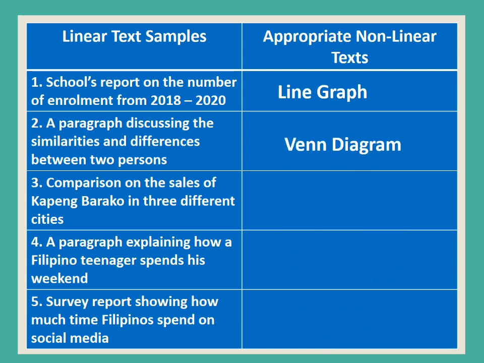How about number 3? Comparison on the sales of kapeng barako in 3 different cities. The correct answer is bar graph. And number 4, a paragraph explaining how a Filipino teenager spends his weekend is pie chart. And number 5, survey reports showing how much time Filipinos spend on social media, and the answer is also pie chart.